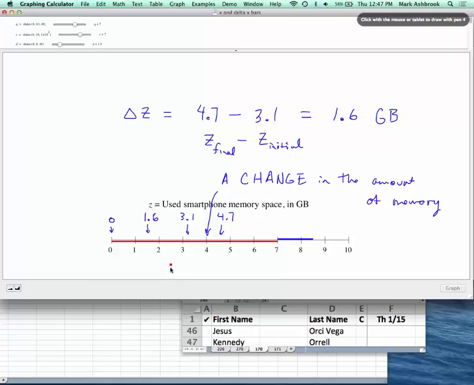Okay, so that's another important thing here. New Z, another very important concept in calculus. New Z equals old Z plus what? Change in Z. Should make perfect sense. Your new value of Z would be what the quantity was before, plus how much it changed. In this case, you'd be saying 7 plus 1.6 equals 8.6.